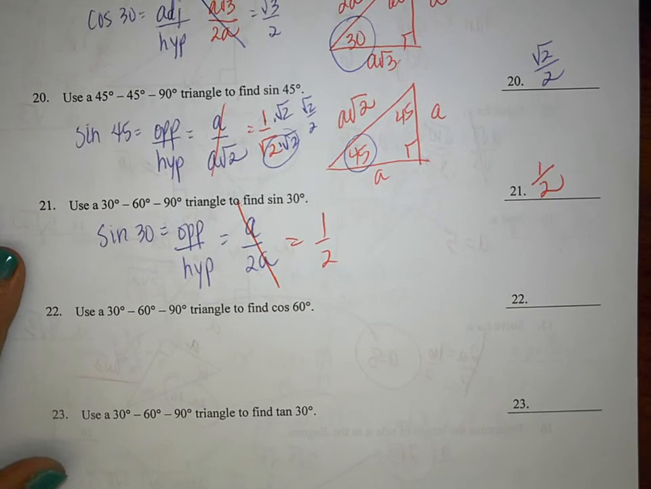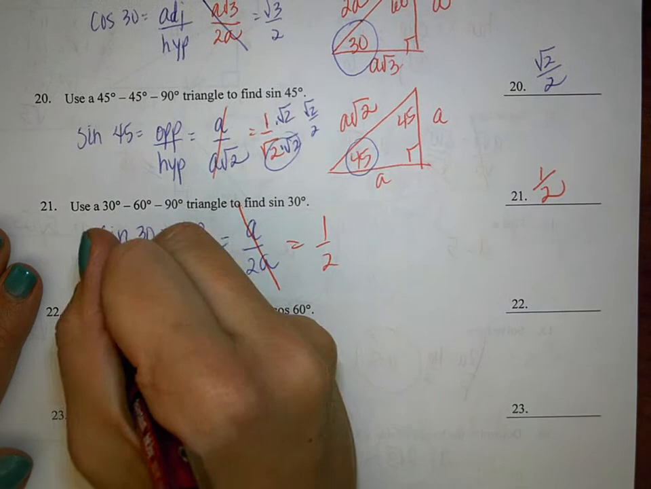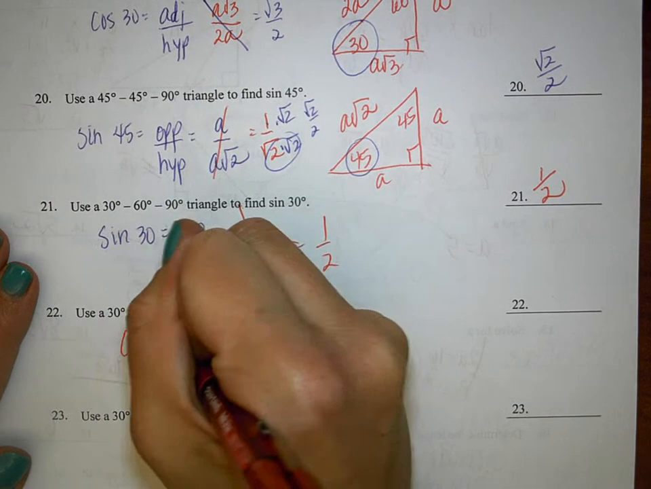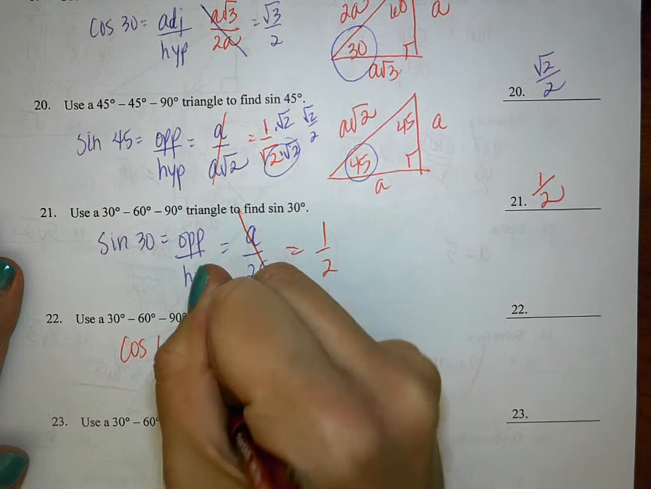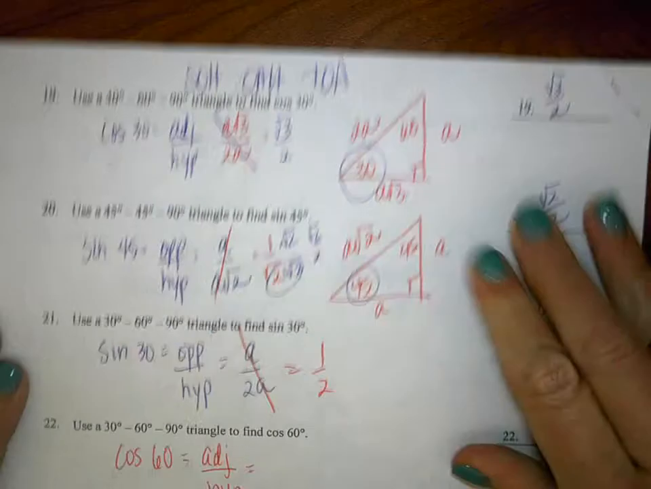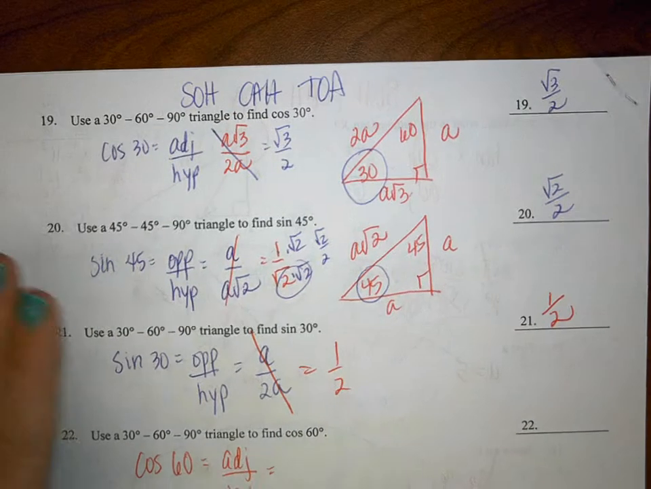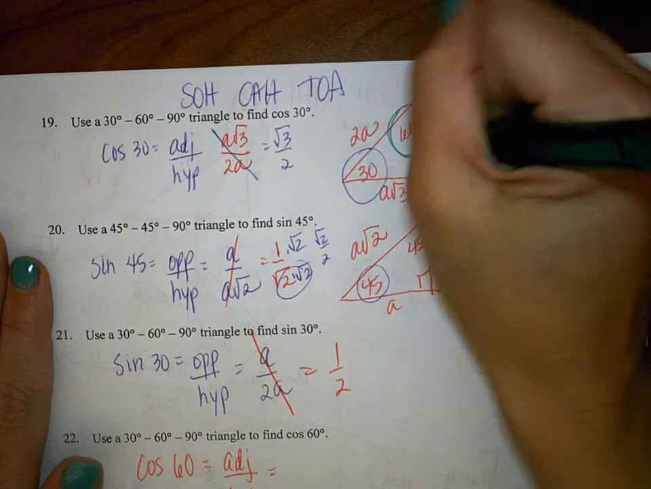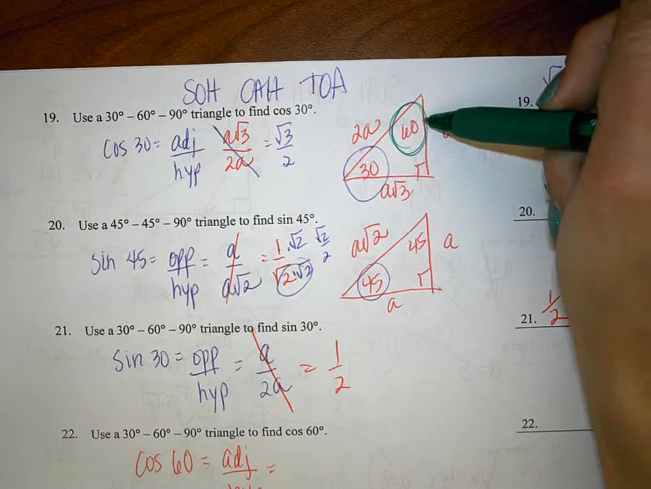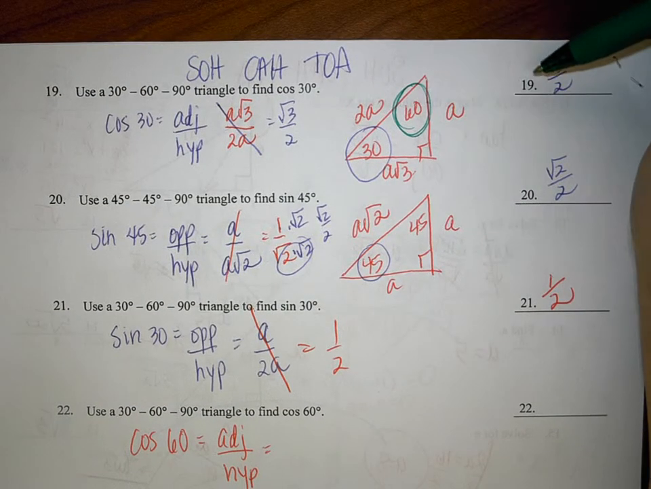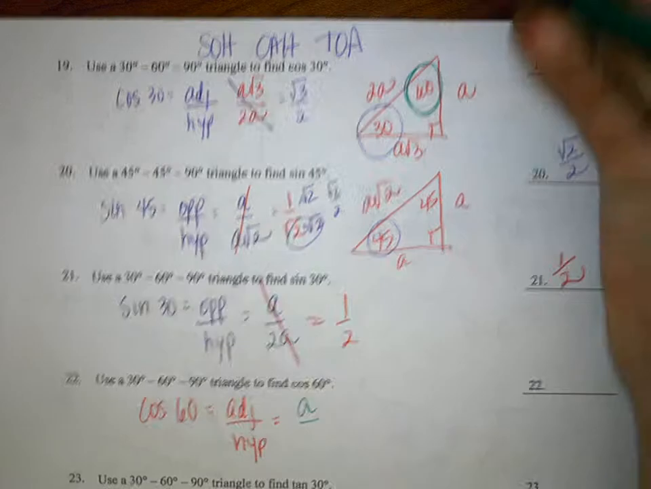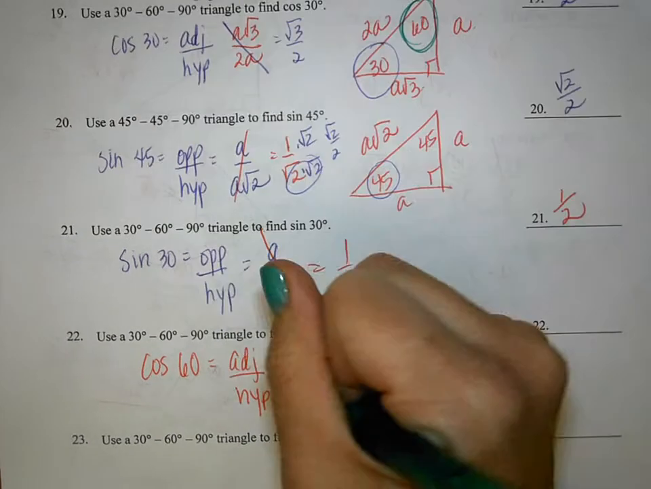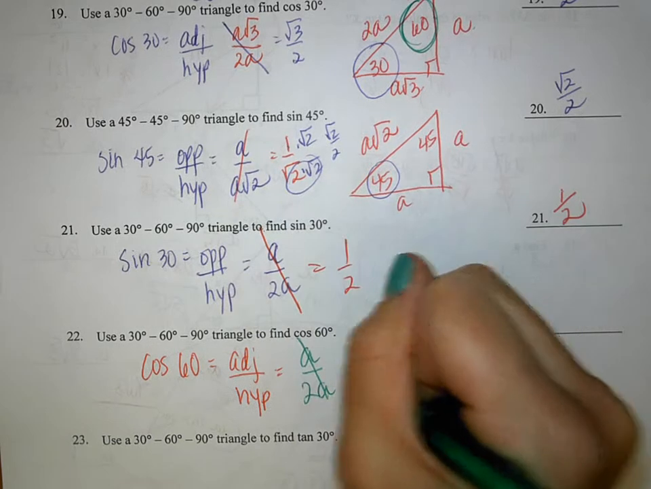Next one, cosine of 60. Cosine is what? Okay, so I'm going up here. I'm going to go to now the 60. So, adjacent to 60 is what? A. And then the hypotenuse is what? 2A. And again, the A's cancel out, and my answer is?